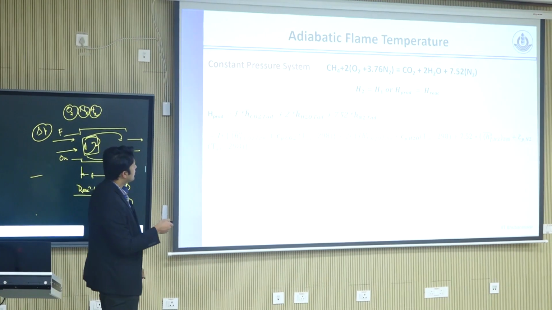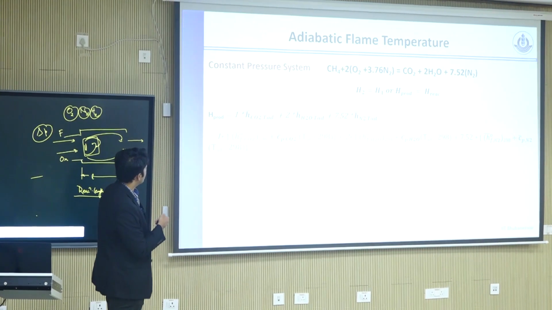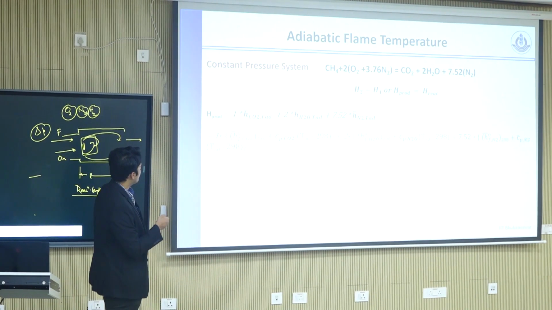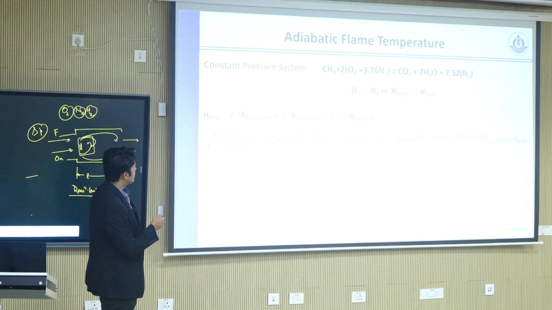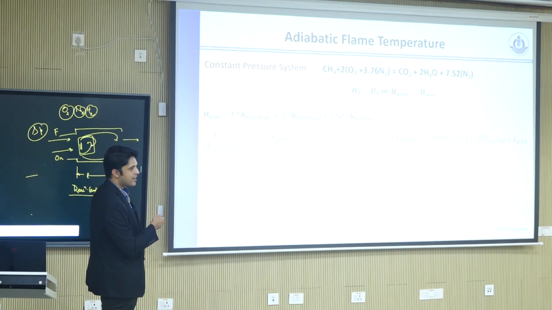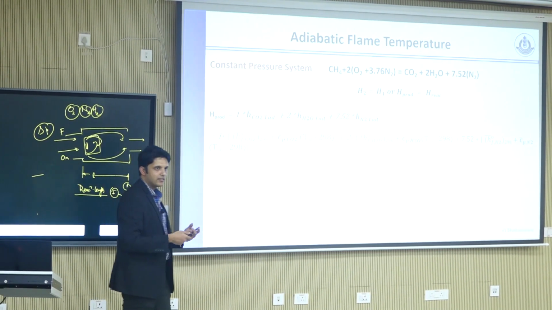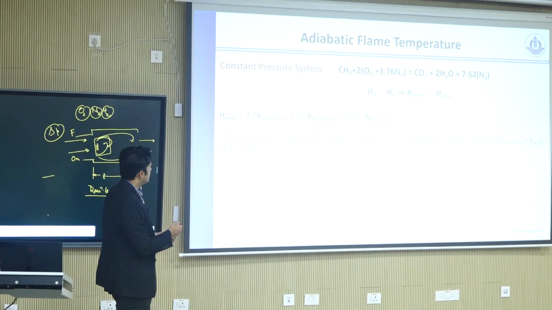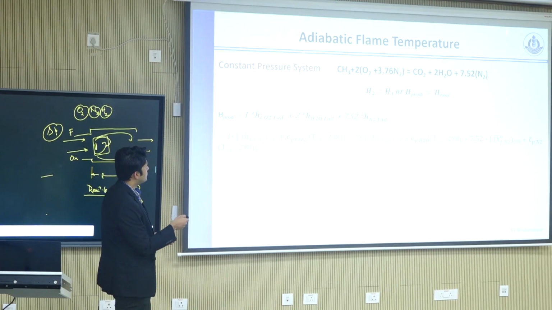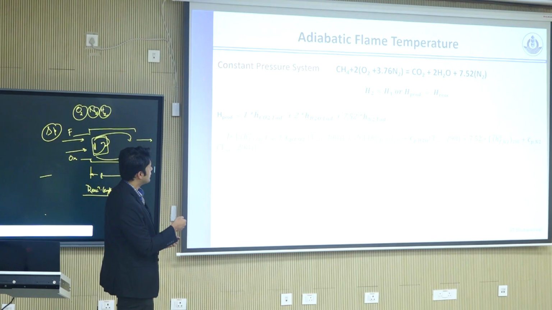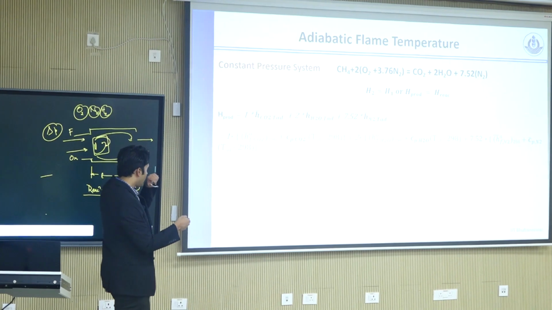All right. So let's first write the expression for enthalpy of products. That is going to be equal to, so you have 1 mole of CO2 times the specific enthalpy for carbon dioxide, we don't know the temperature, so we just name it as T adiabatic. That is what we are trying to solve for. Plus 2 times the specific enthalpy of water, plus 7.52 is the number of moles of nitrogen.